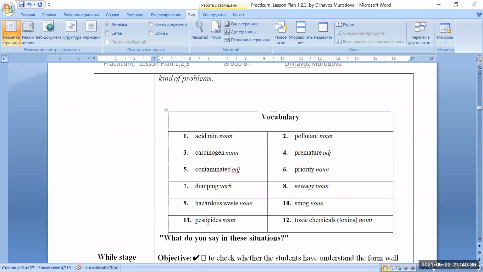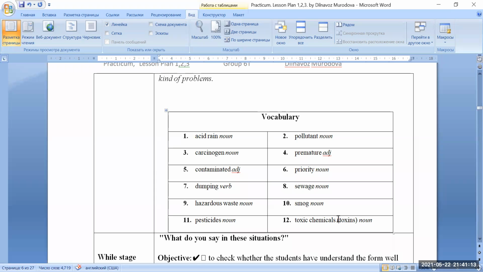What about pesticides? This is used in cultivating, if I'm not mistaken, in order to fertilize growth. It is chemicals that are sprayed on top of crops to prevent insects from destroying them. Yes, it is a pesticide. And the last one is toxic chemicals. What are toxic chemicals? Maybe harmful issues.